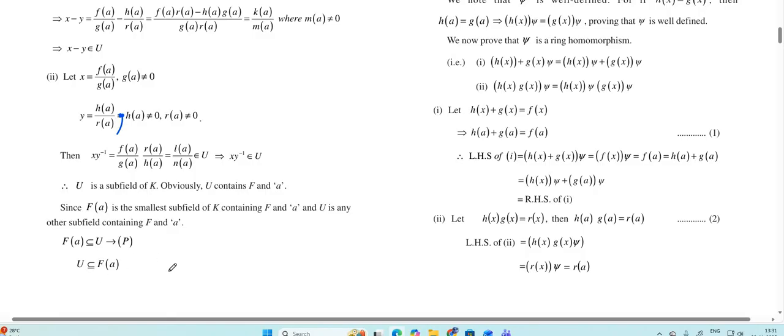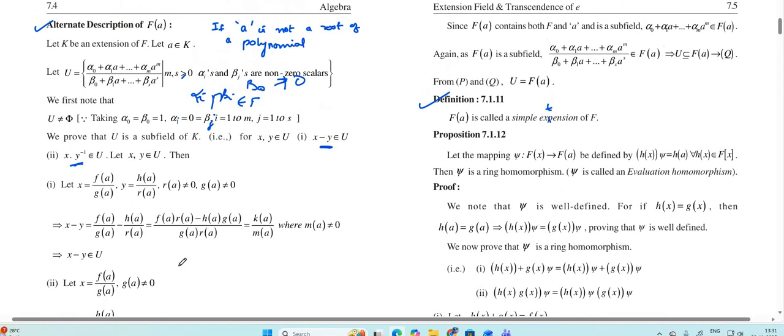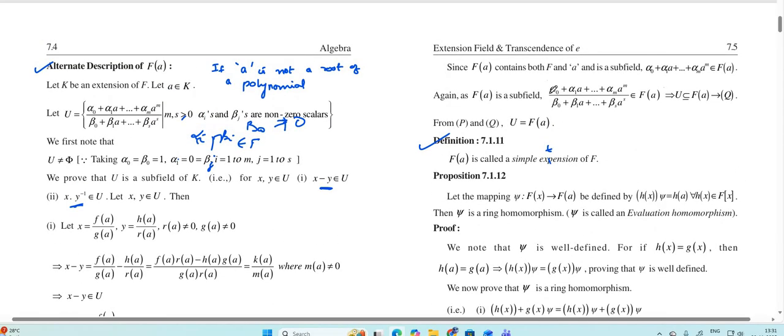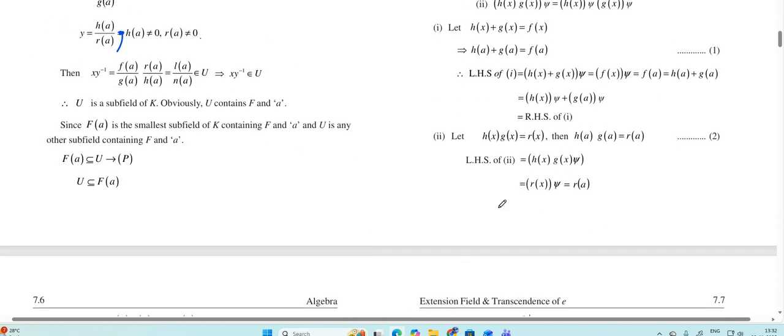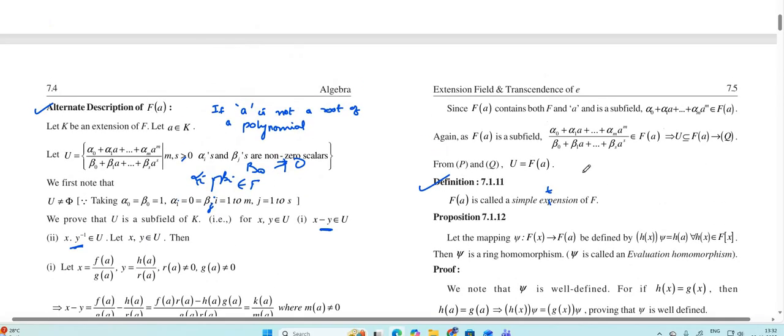Now, do we have U to be contained in F of A? Since F of A contains both F and A and is a subfield, all these collections will be in F of A. Again, as F of A is a subfield, that is known already. That is how it is introduced. It is the smallest subfield containing both F and A. So this collection should also be there in F of A. So U must be contained in F of A. This is what we are trying to prove, and that is established here. So you have U equal to F of A.